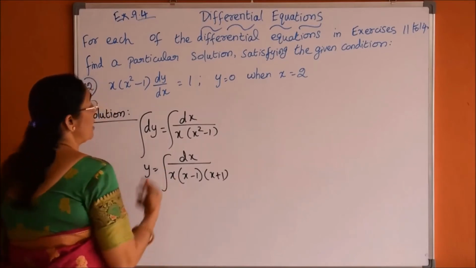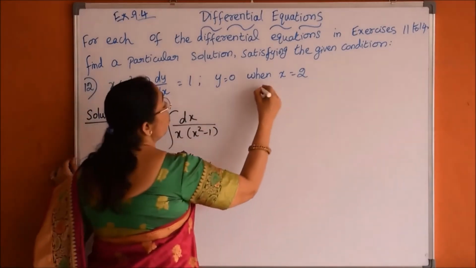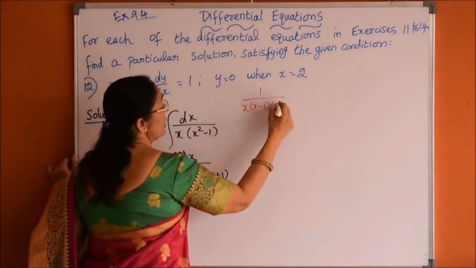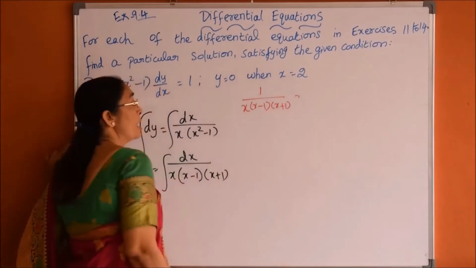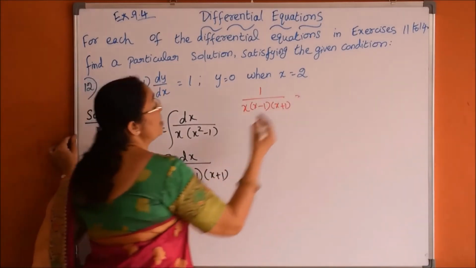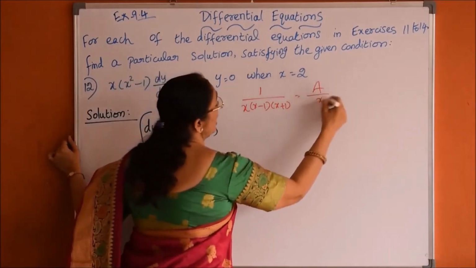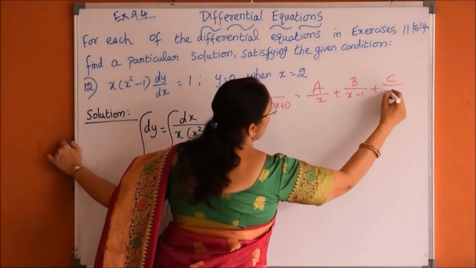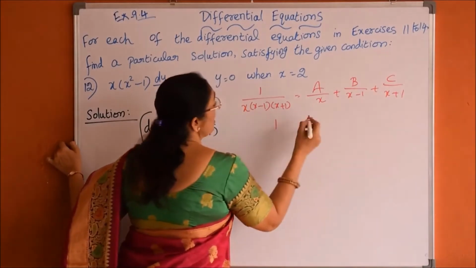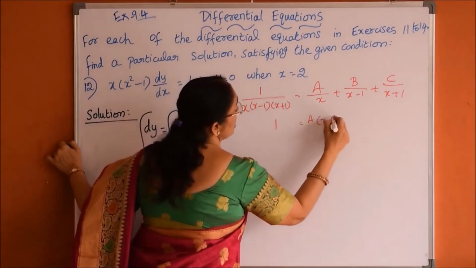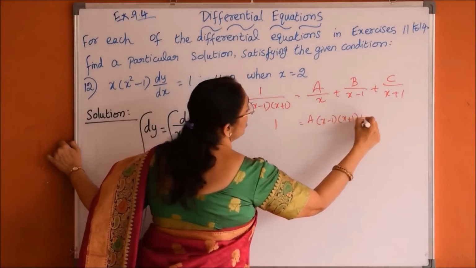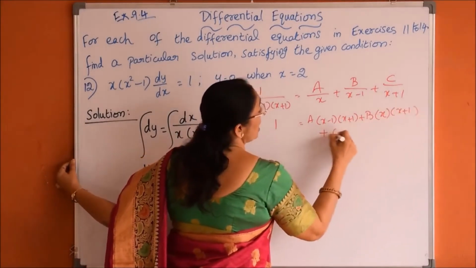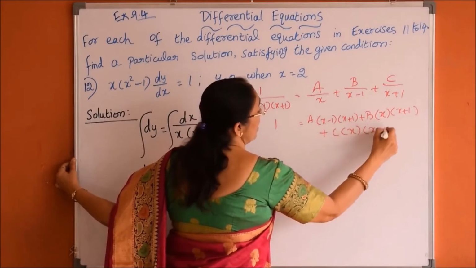So let me take only the function. The function is 1 / (x(x − 1)(x + 1)), a rational function. How can we write the partial fractions? We can write it as A/x + B/(x − 1) + C/(x + 1). So 1 = A(x − 1)(x + 1) + B·x(x + 1) + C·x(x − 1).